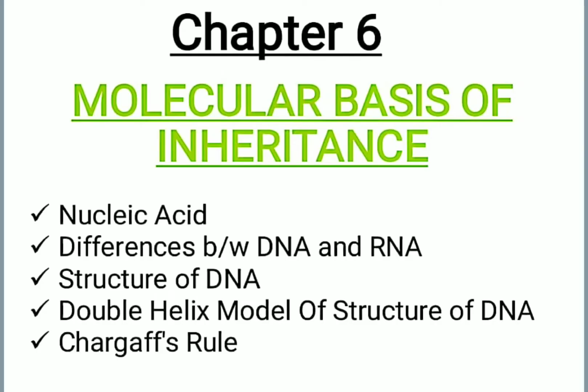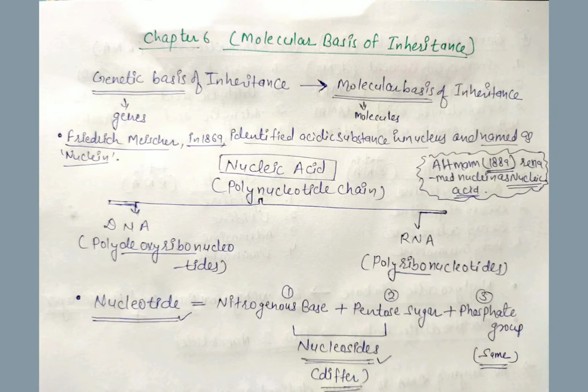Hello everyone, today we are starting chapter number 6, molecular basis of inheritance. So let's get started. In the previous chapter we learned the genetic basis of inheritance, meaning genes were the basis of inheritance. Now in this chapter we will go to a smaller level than genes, that means at the molecular level. So that's why it is molecular basis of inheritance.